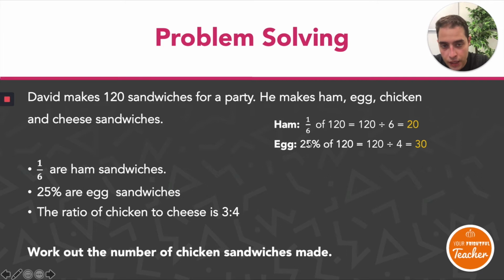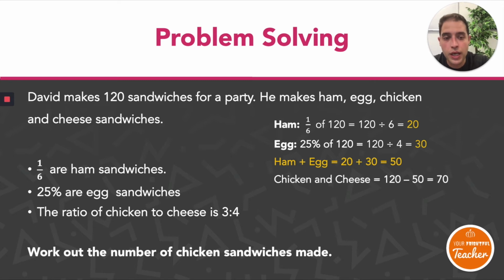In terms of egg, 25%, hopefully we know that 25% in fraction format is 1/4. So we divide that total amount by the bottom number of the fraction, which is 4. We divide it by 4, we get 30. So the amount of egg sandwiches is 30. So ham and egg sandwiches, 20 plus 30 equals a total of 50.